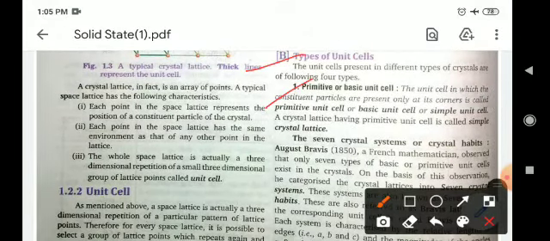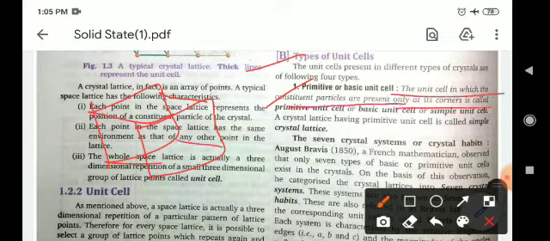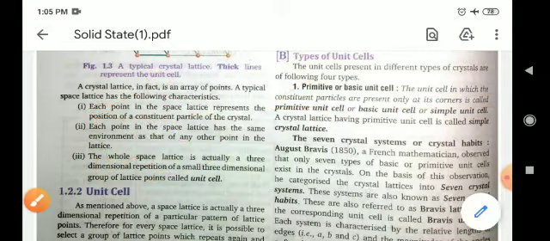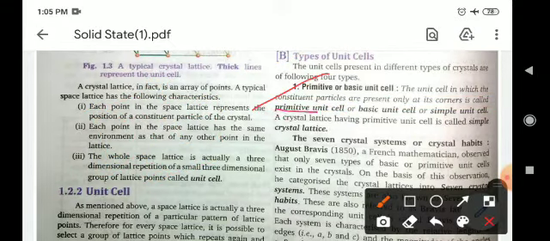First is the primitive unit cell. In the primitive unit cell, a cubic system is present. The unit cell in which the constituent particles are present only at the corners is called a primitive unit cell. In this cubic system, at each corner there will be one atom, molecule or ion present as a constituent particle. So it is known as the primitive unit cell or basic unit cell or simply unit cell. The crystal lattice having the primitive unit cell is called a simple crystal lattice.